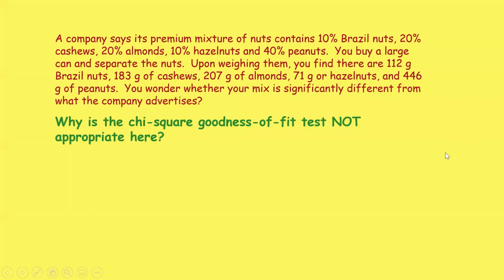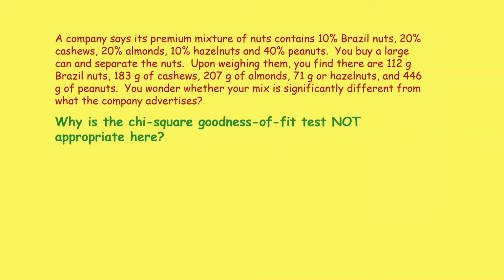Okay, so let's look at another example here. A company says its premium mixture of nuts contains 10% Brazil, 20% cashews, 20% almonds, 10% hazelnuts, and 40% peanuts. You buy a large can and separate the nuts. Upon weighing them, you find there are 112 grams of Brazil nuts, 183 grams of cashews, 207 grams of almonds, 71 grams of hazelnuts, and 446 grams of peanuts. You wonder whether your mix is significantly different from what the company advertises.